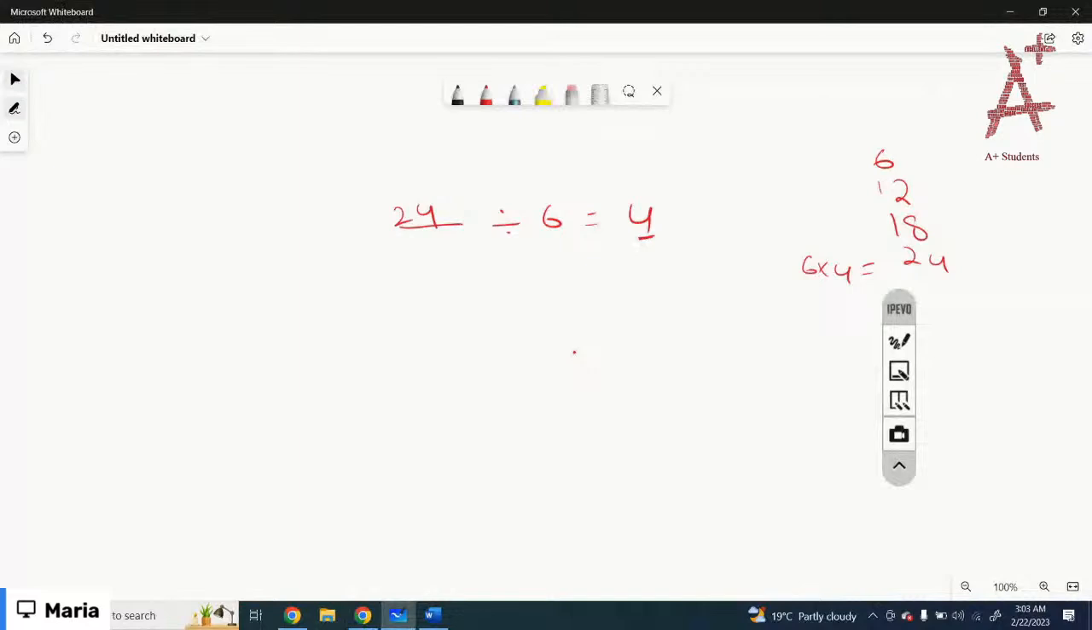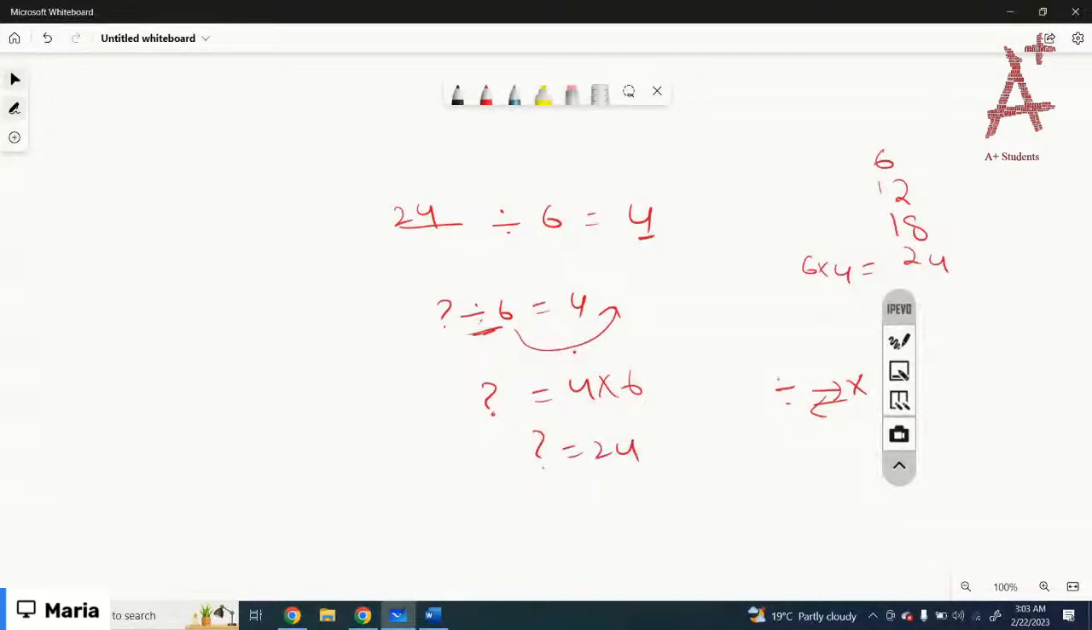Got it? The other method is to find the missing number. Missing number divided by 6 equals 4. So 6 is dividing on the left-hand side. Opposite to division is multiplication. You can multiply by 6 on the other side. It would be 4 times 6. Multiplication and division are opposite to each other, and vice versa. So 6 times 4 means the missing number is 24.